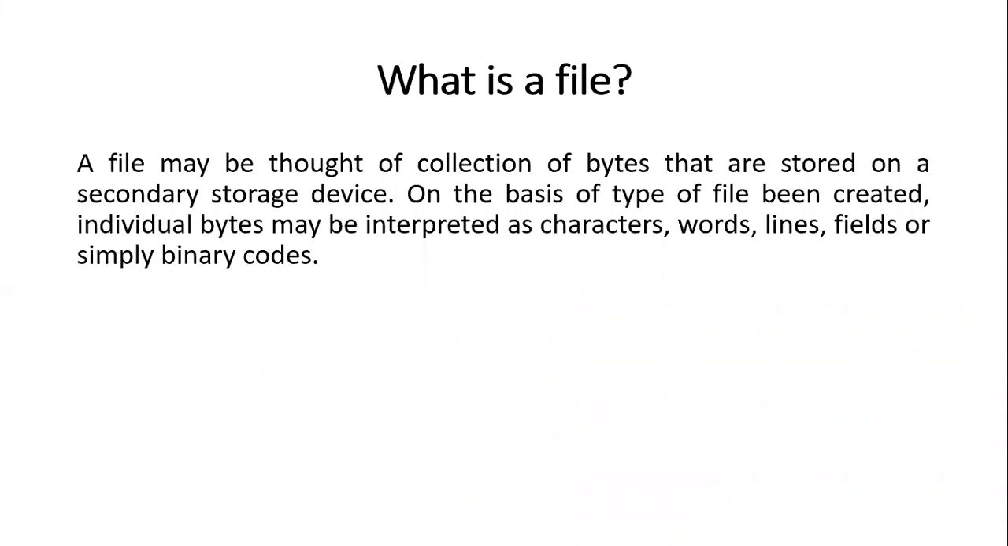Now, what is a file? A file is a collection of bytes that are stored on the secondary storage device. On the basis of the file being created, individual files may be interpreted as characters, words, lines, fields, or simply binary codes.